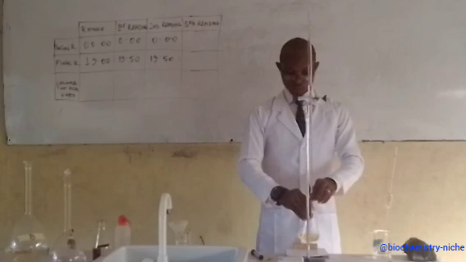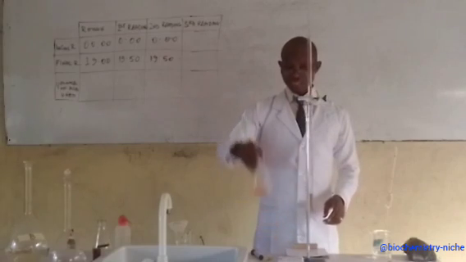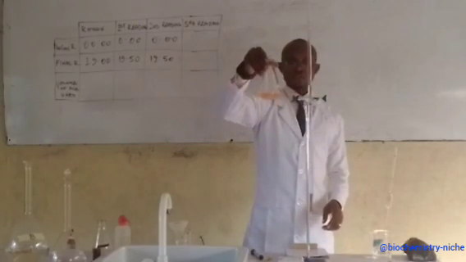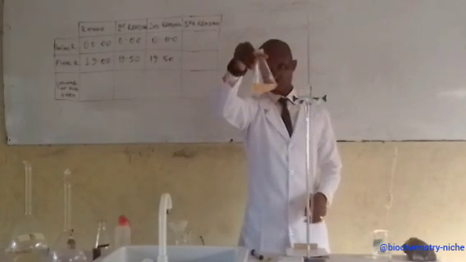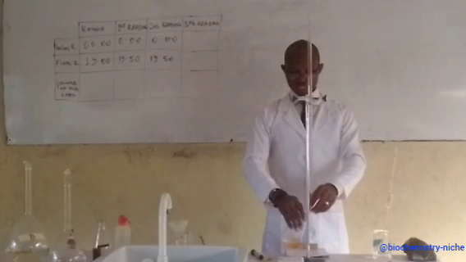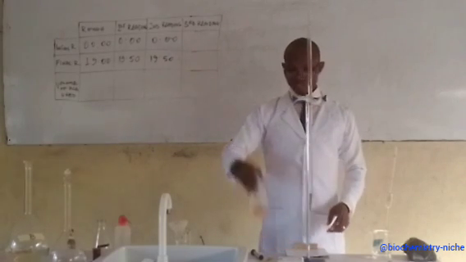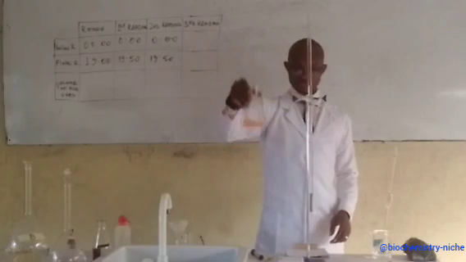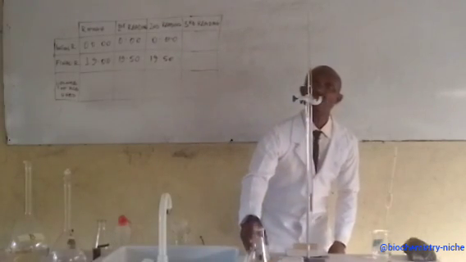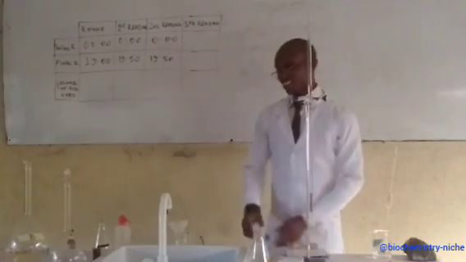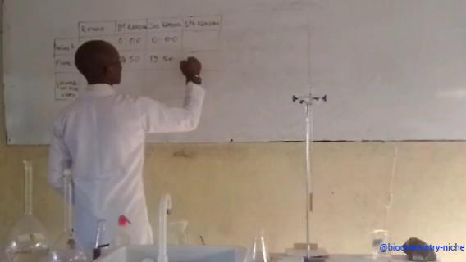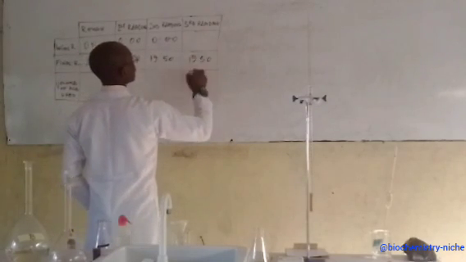So I will keep adding my acid into it until I have a color change that is distinct, like I have now. Okay, I'm still seeing some yellow or golden yellow color in this. Let me add a little more to it. Okay, so I can see this now. So let me see what's my reading. Alright, I still have 19.50.